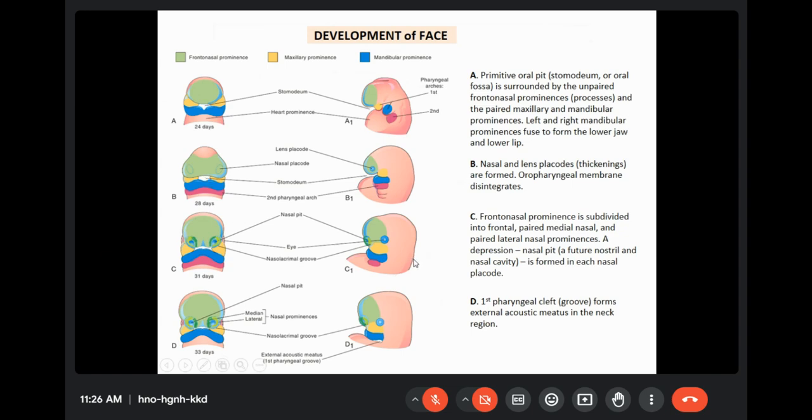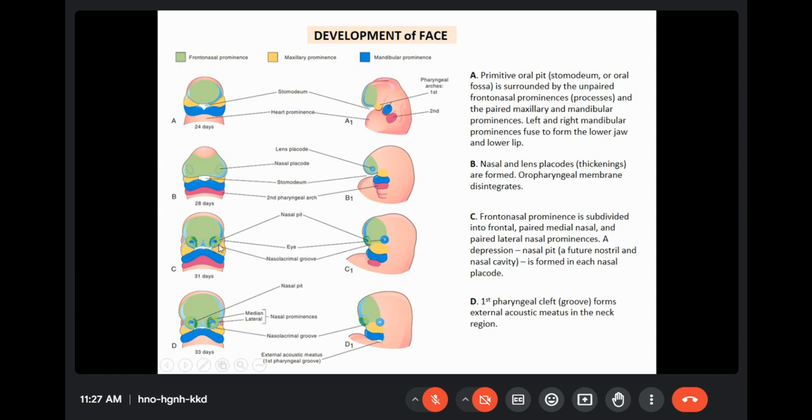In the next stage, you see that the frontonasal prominence is subdivided into the frontal proper process, this part, the paired medial nasal processes, the more dark green, here left and right, and the lateral nasal processes, the more yellowish green part, the lateral part, also on the left and the right. Here is the same in the side view: the single frontal process, the lateral nasal process, and the medial nasal process.